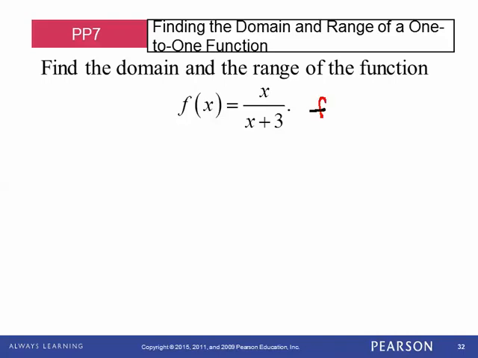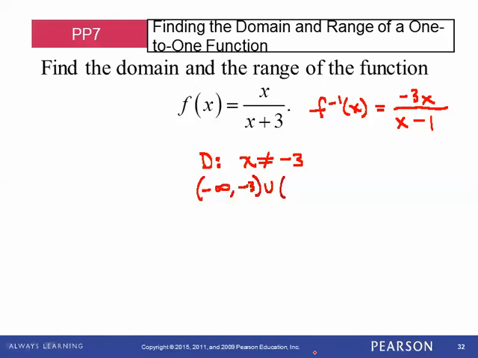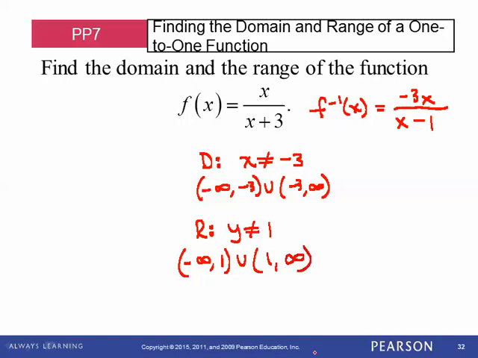So if that's the function itself, the inverse function is, I did it. It was negative 3x over x minus 1. Cool. So domain, again, D for domain, says that x cannot be equal to 3 or negative 3. So the interval notation for the domain for f is negative infinity to negative 3, parentheses, union, negative 3 to infinity. There's my domain. All right, range, depending on how you want to say it, you can say y does not equal 1, or you can write it out in interval notation, which is, I think, the way the back of the book has it, negative infinity to 1, union, parentheses, 1 comma infinity. Okay, we good there?